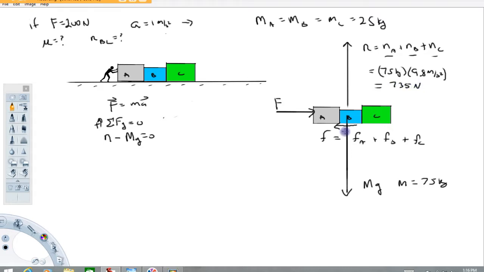Now let's look at the horizontal direction. The other thing we can say about this free body here is if we add up the x components of these forces, and I'm going to go ahead and call right positive, they have to equal ma.